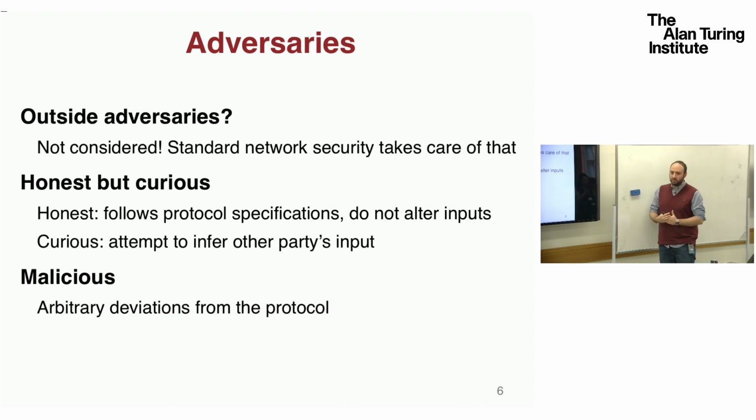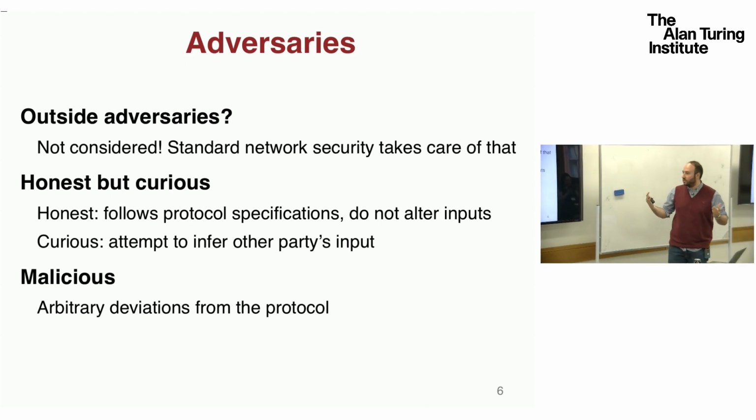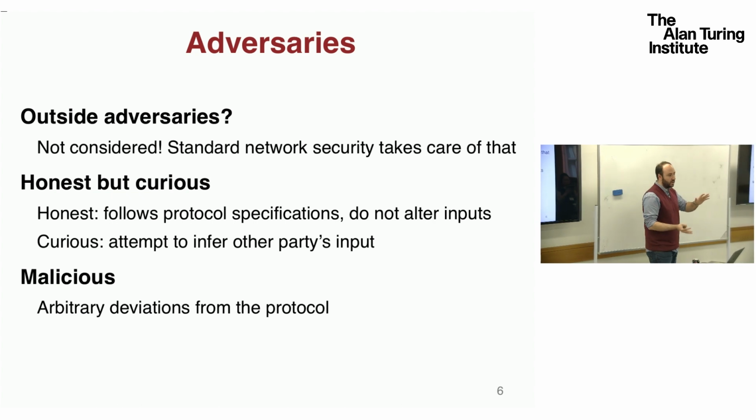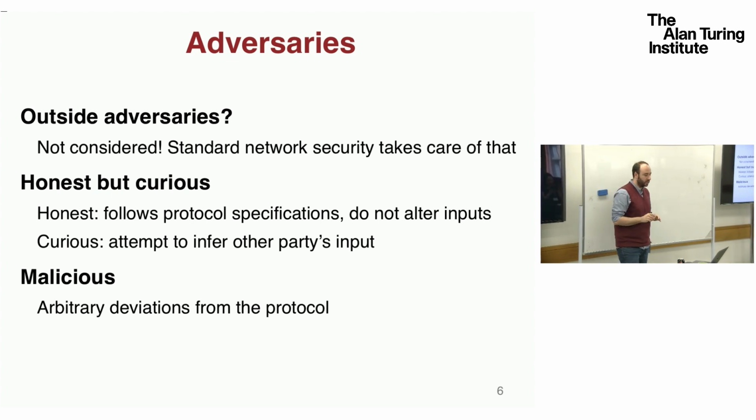Or we don't make any assumption about the honesty of the protocol participants, so Alice and Bob can arbitrarily deviate from the protocol. So even though we have a specification of the protocol, we cannot assume that they follow it. Okay? And they can also alter inputs and so on and so forth.